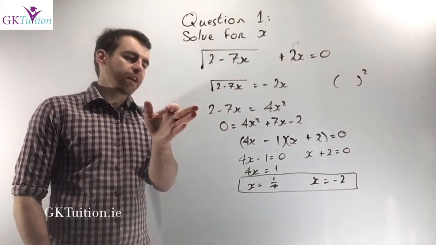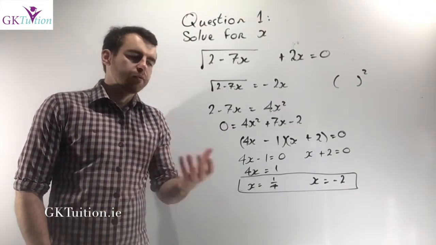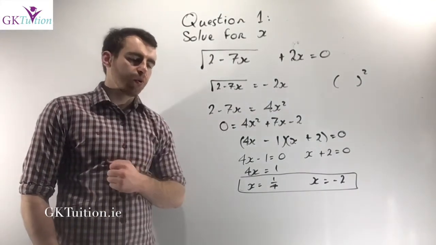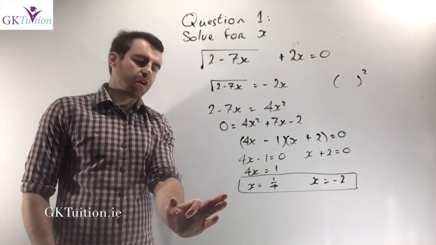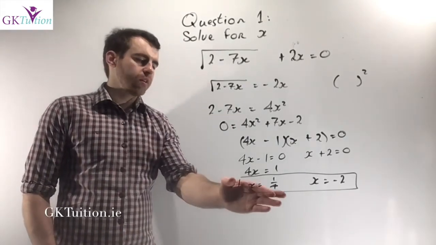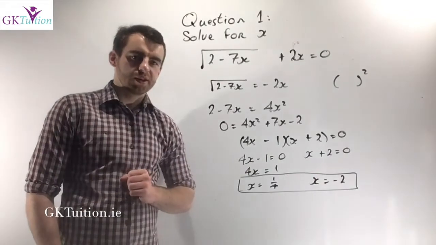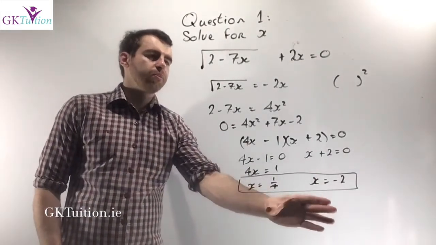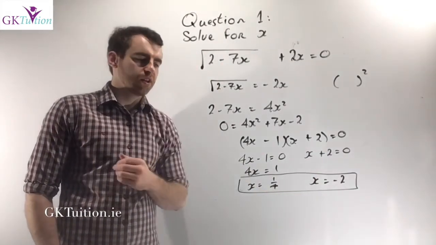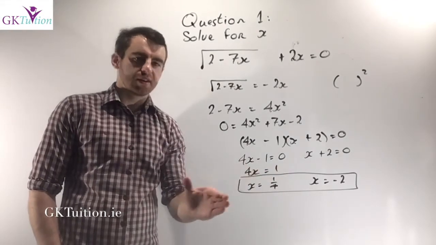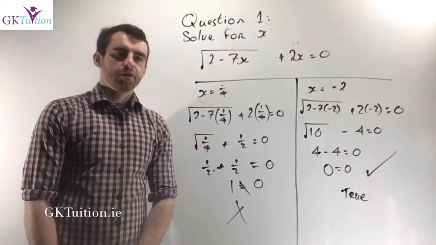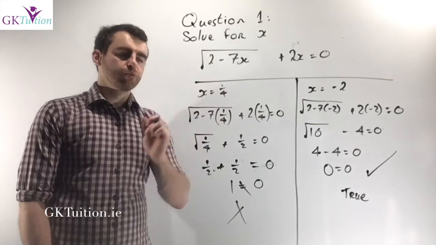I then realised I had an x squared, an x and a number, so I moved everything to one side and I had a quadratic equation. I've factorised and solved my quadratic, and x is worked out as a quarter, or x is worked out as -2. So now I want to sub these values into the original question to investigate if these fit into the original. So what I've done here is I've subbed in x equals 1/4.